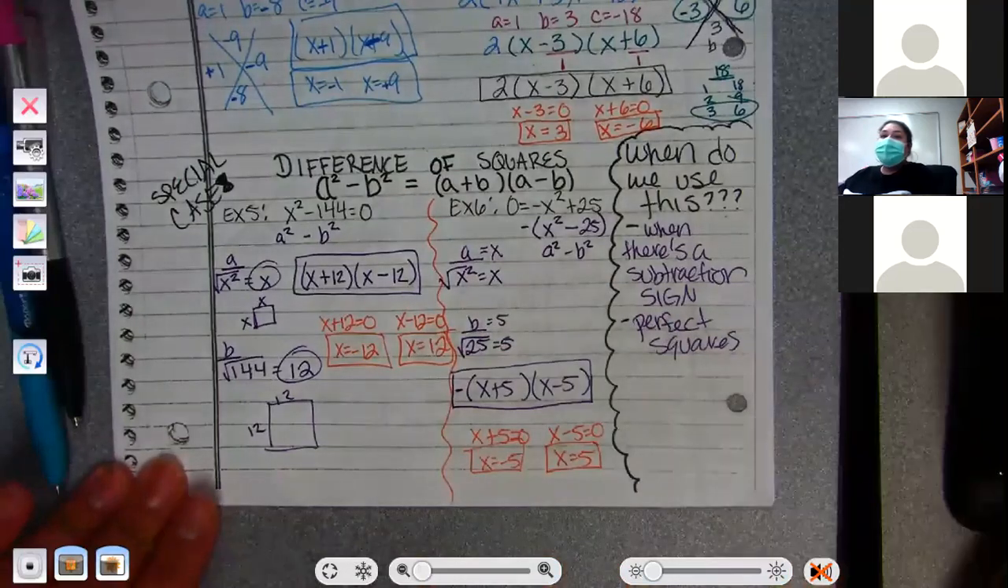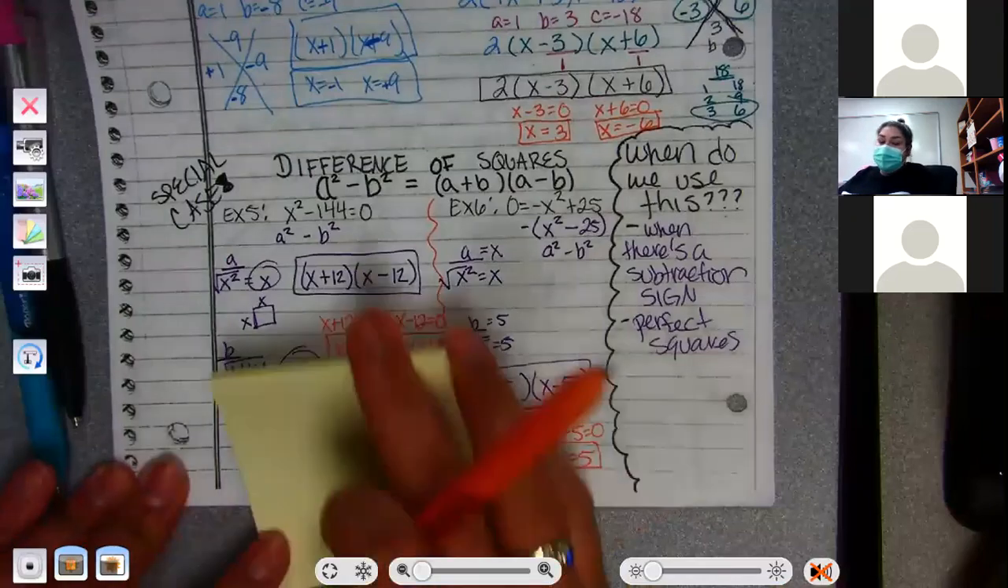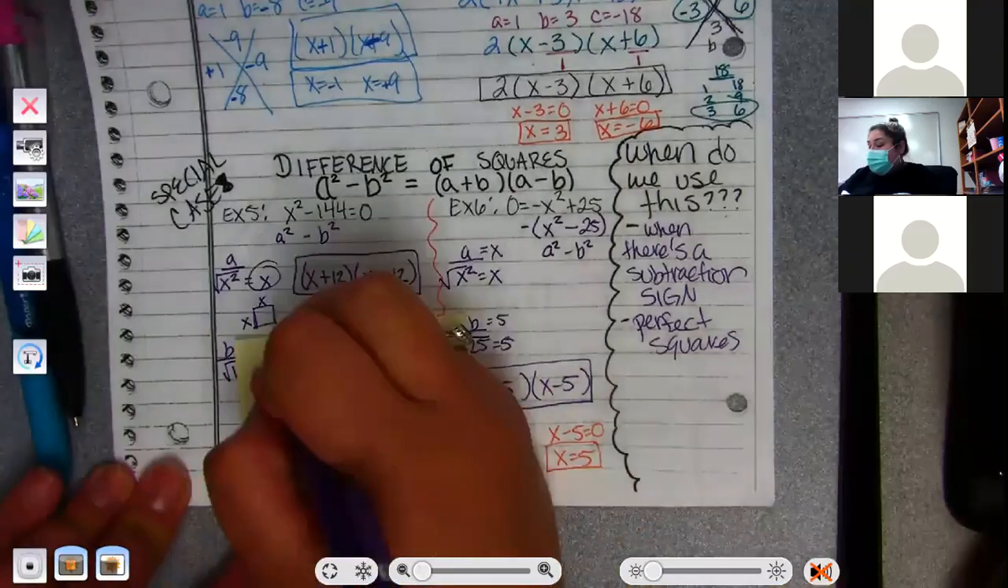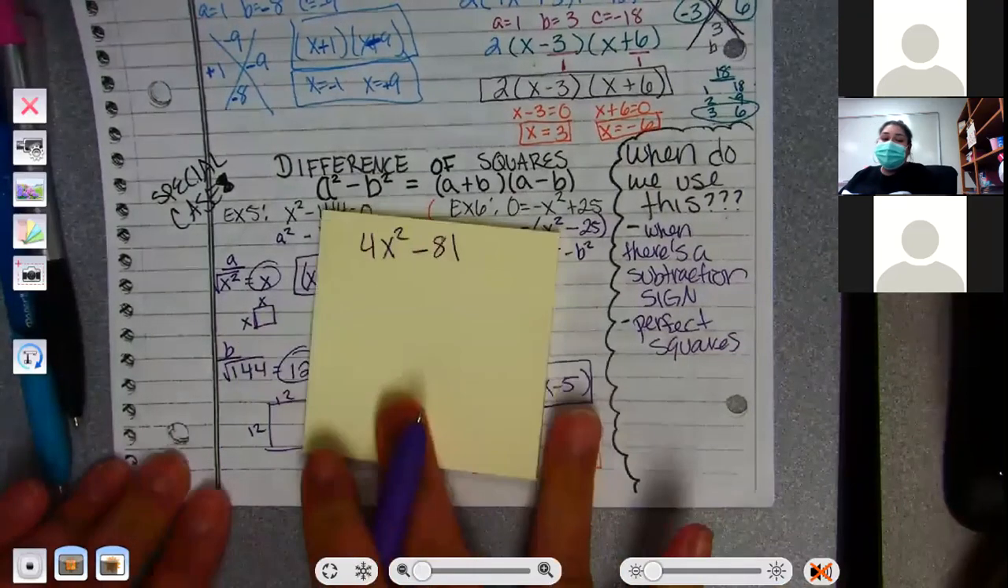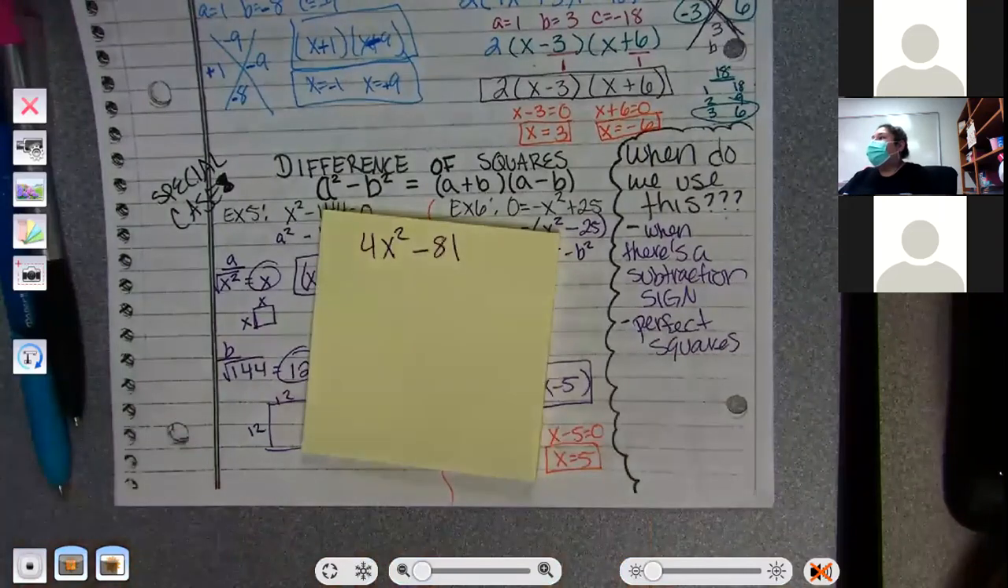So let me show y'all something that's not even that complicated, but just a little different, right? So what if I gave you something that looked like this, 4x squared minus 81? Would that be difference of squares? If you think that would be difference of squares, what would my A be and what would my B be?